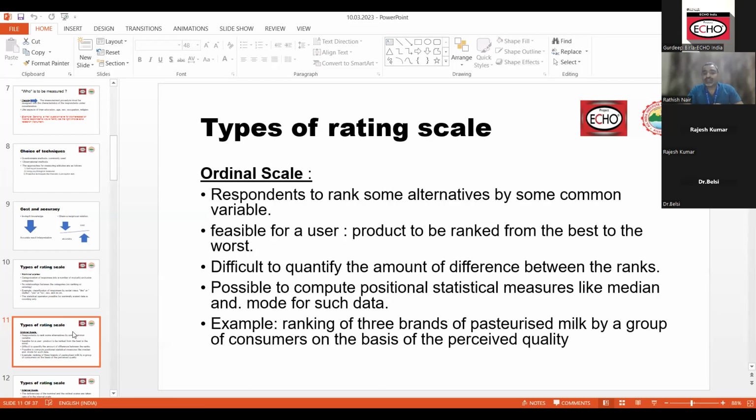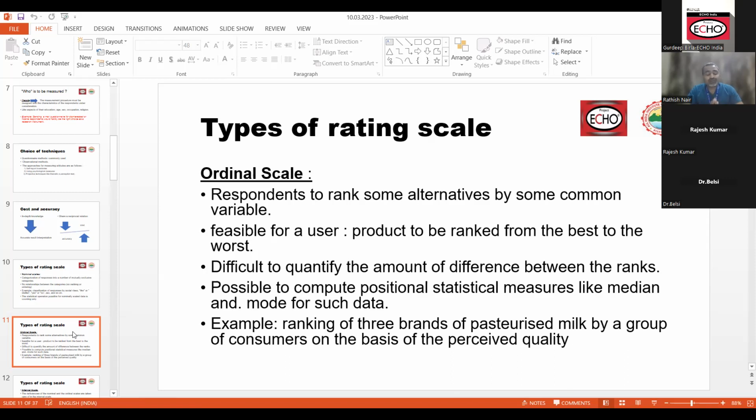For example, a ranking of three brands of pasteurized milk by a group of consumers on the basis of perceived quality. You can take any consumer ranking of anything in this ordinal scale, because for a consumer there are many available options, and most of the time they are asked to rank between them, and many times you will see this in the news. Maybe even the latest example could be hand sanitizers, because we just got out of a world which was almost totally shut down due to COVID, and people were looking at hand sanitizers more lovingly than at their loved ones most of the time.